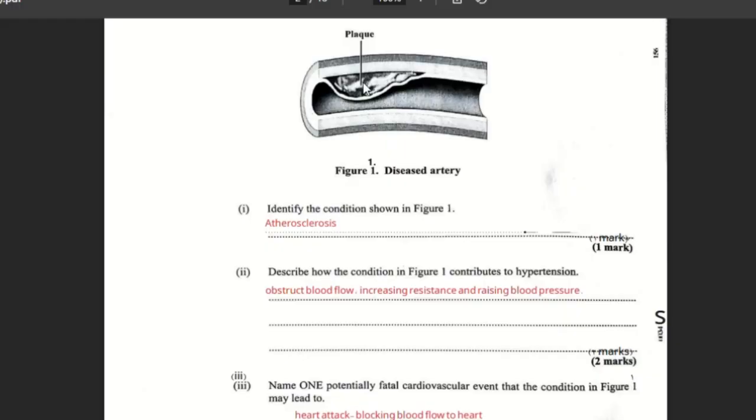Hypertension is the same thing as high blood pressure. So if you see the word hypertension, don't be alarmed. High blood pressure is just the layman term, the regular term, but the medical term for high blood pressure is hypertension.